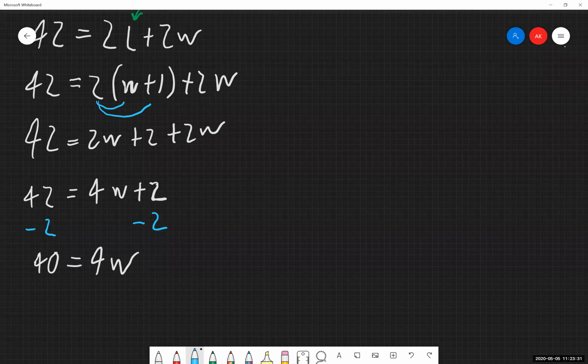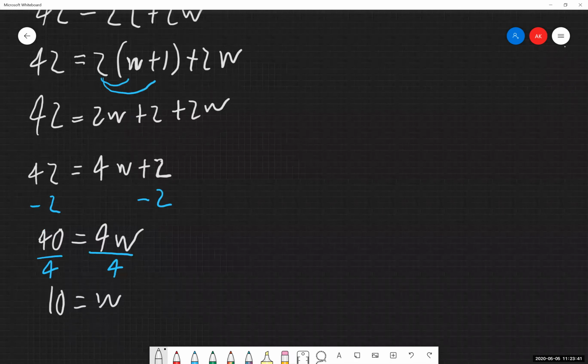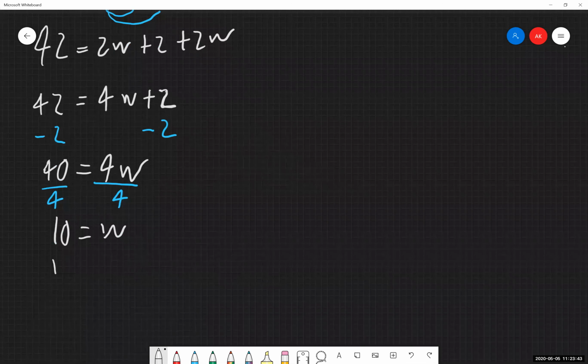I do not want that 4 attached to the w. It's attached through multiplication, so I'm going to undo that with division. Move this up here a little bit. And we are getting that our width is 10 feet.